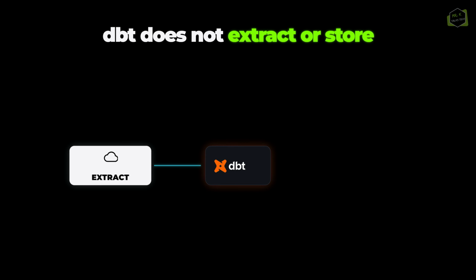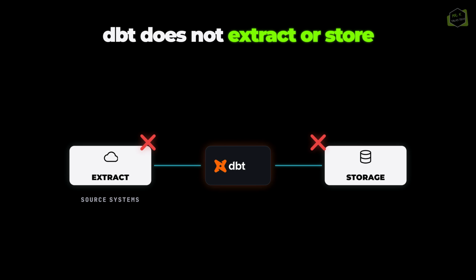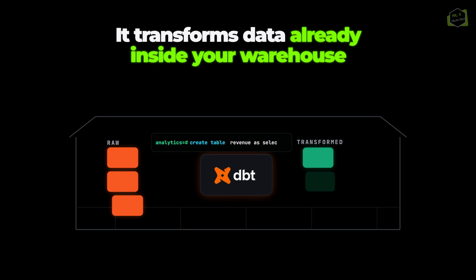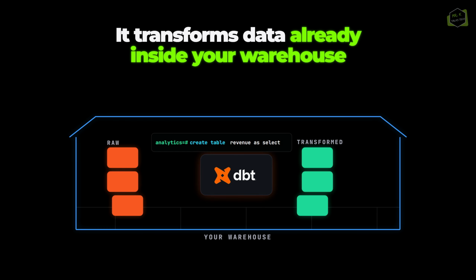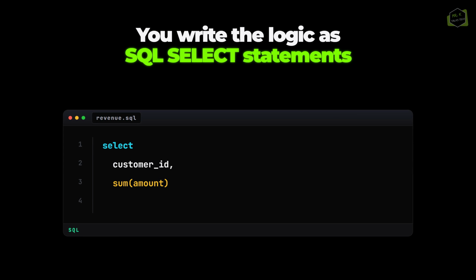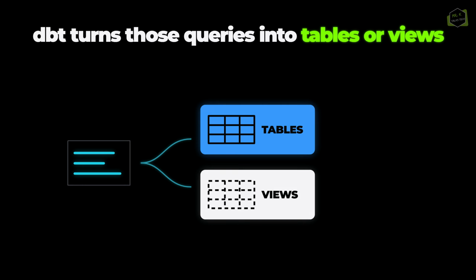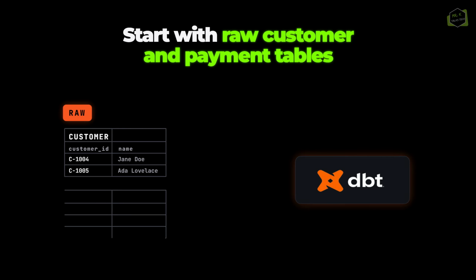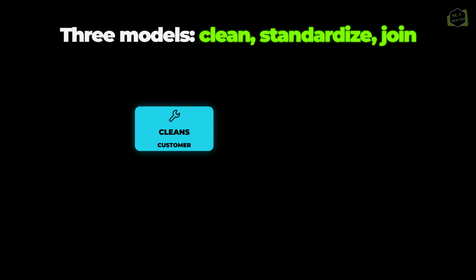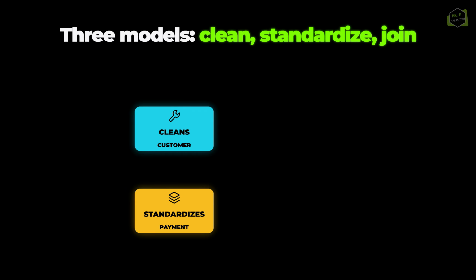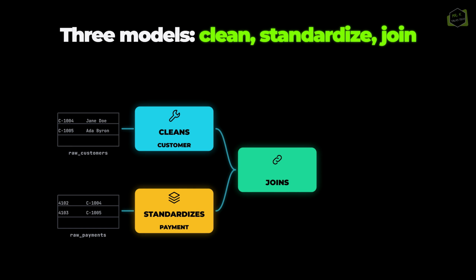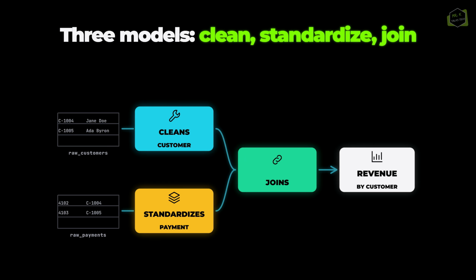DBT usually does not extract data from source systems, and it does not act as the storage platform. Instead, it transforms data that is already inside your warehouse. You write the transformation logic, usually as SQL select statements, and DBT turns those queries into tables or views inside the data platform. For example, you might start with raw customer and payment tables. Your first DBT model cleans the customer data. Another model standardizes the payment records. A third model joins them together and calculates revenue by customer.